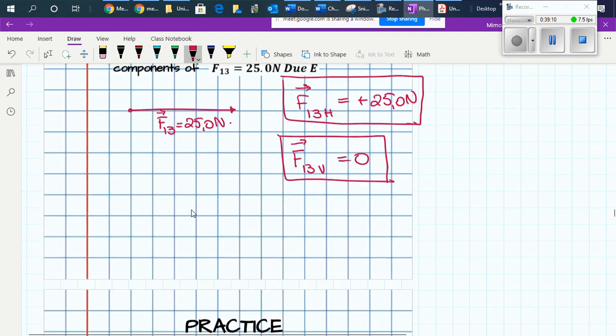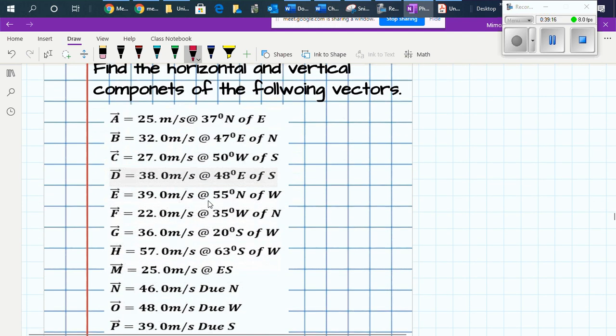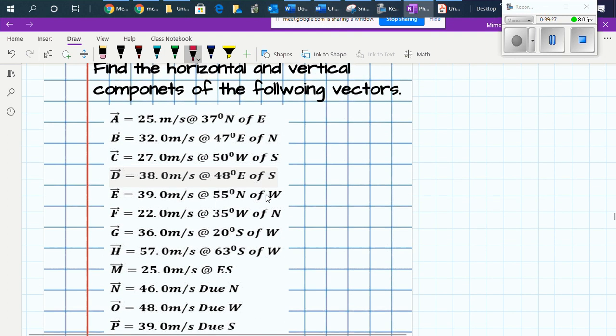Okay, so this concludes the lesson for today. In your notebook, you have to find the horizontal and vertical component, and this will be the practice for you for those vectors that you have here. Okay.